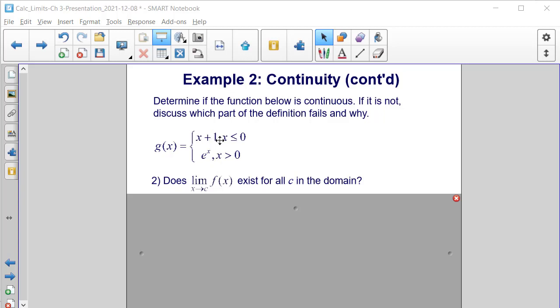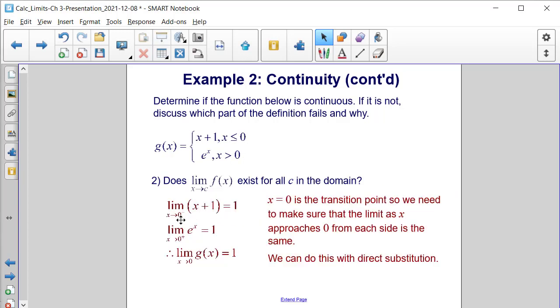So the key piece that we need to look at is, what's the limit as x approaches 0, which is the transition point in our piecewise function. So if we look at the limit of x plus 1 as x approaches 0 from the left, and if we substitute 0 in there, we get 1. If we look at it from the right, we would substitute 0 in for x here, and we would get e to the 0, which is equal to 1. And since both of these values are the same, the limit of g of x as x approaches 0 is equal to 1.